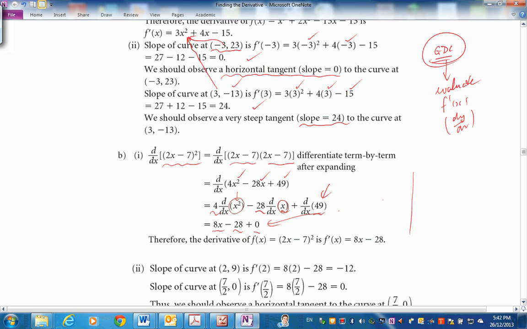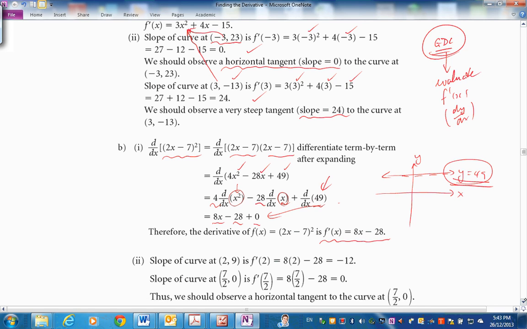Let's just check that again. Let's just reinforce this graphically. If we have y equals 49 somewhere up here, then you can say the slope of the tangent is 0. It's parallel to the x-axis. Or the rate of change of 49 is 0. It doesn't change as x changes. It's forever the same. Okay, so we've got a final derivative of this function of 8x take 28.